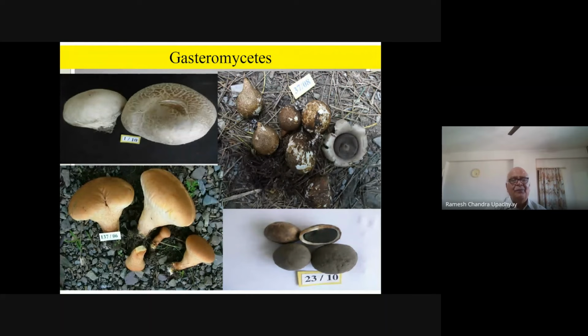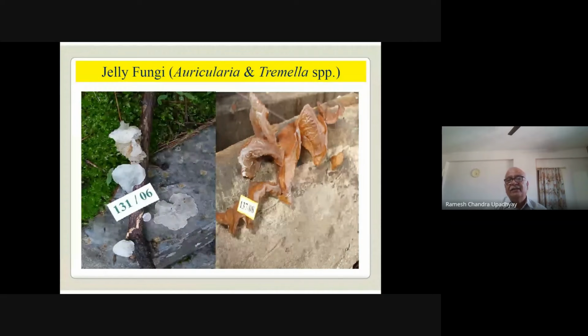And this is jelly fungi. You can see on the wooden trees, it's just a jelly-like structure. Whenever there are rains, it absorbs the moisture, and you can find this mushroom. But after the rains, after one or two days, you will think that this is bark. But these are jelly fungi. They are known as Tremella and Auricularia. Next one.